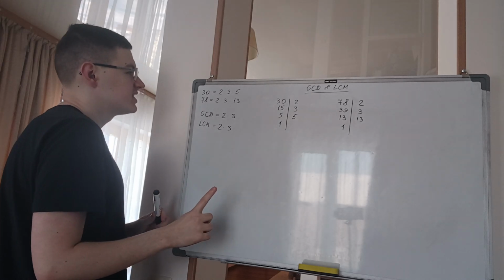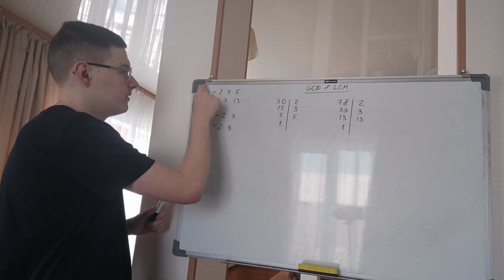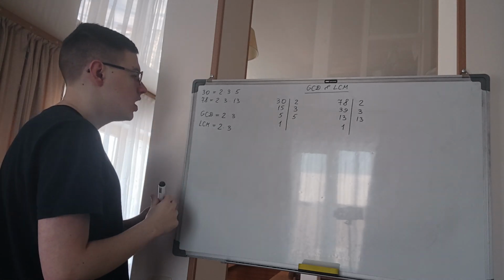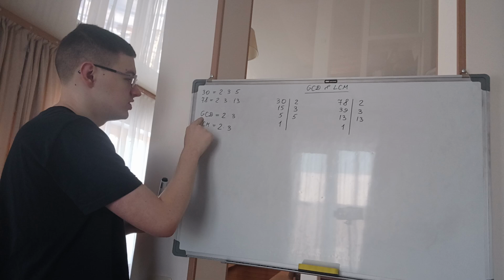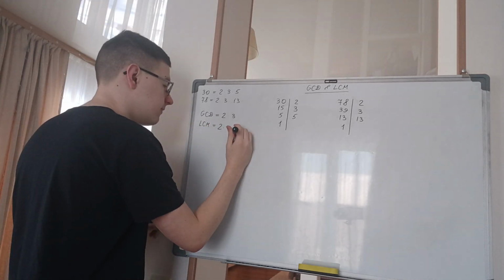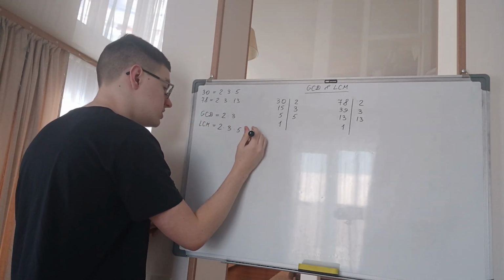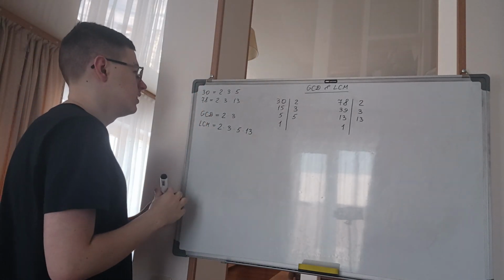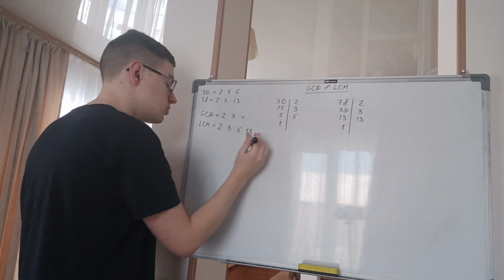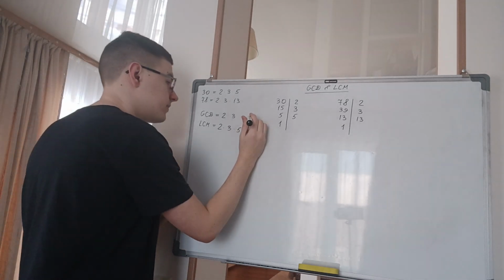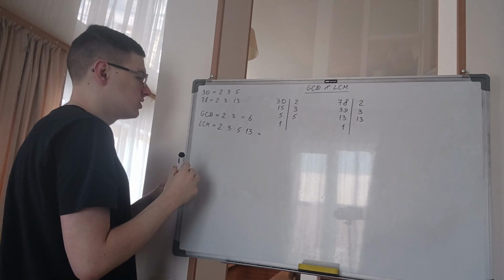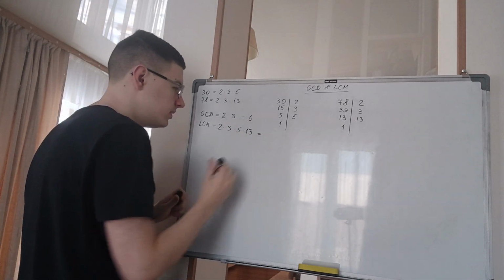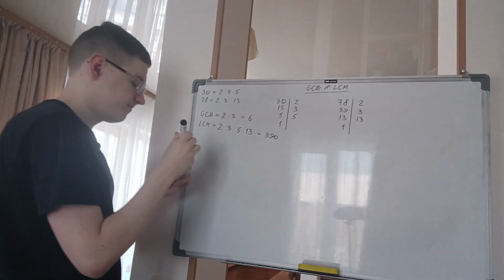And now look, since 5 only appears in the number 30 and not in the number 78, we do not write 5 in GCD, however, we write 5 in LCM. The same situation is with 13, since it appears only in 78 and not in 30. All we need to do now is multiply all this. So we get that the greatest common divisor is 6, whereas the least common multiplier will be 390.